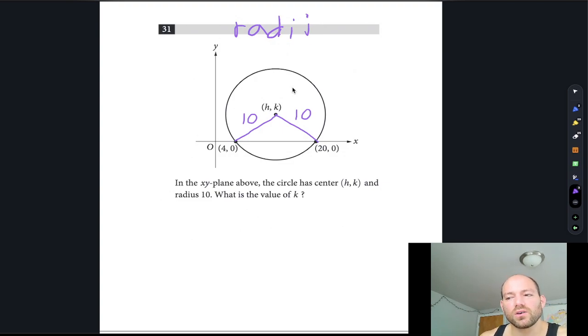Okay, well, let's talk about this. What is k? K is clearly the y coordinate of the center of the circle over here.